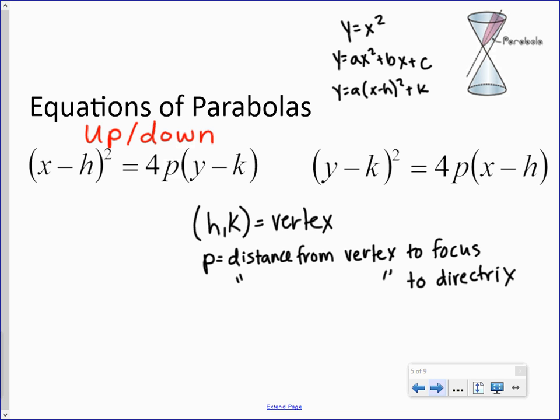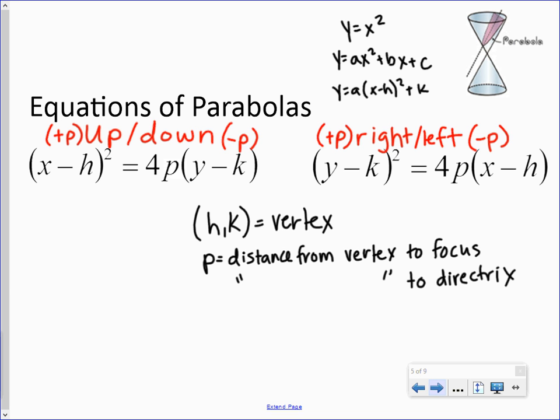It will open up if you have a positive p. It will open down if you have a negative p. So you can keep that in mind as you're graphing. What direction should my parabola open? Which means that y squareds are going to open right and left. Okay, so these are going to be right and left parabolas. Negative p will be to the left, positive p will be to the right. And that's going to help us find the focus and the directrix for each of them.